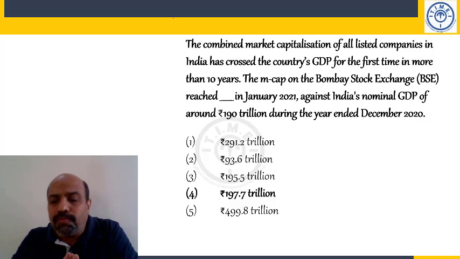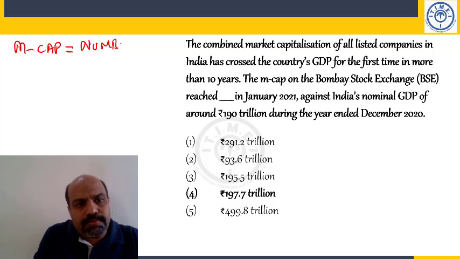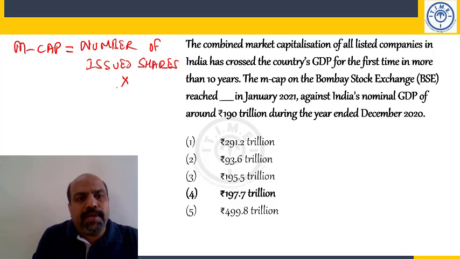Now, what is market capitalization? That is more important. Please write: market capitalization, also called MCAP, equals the number of issued shares, and some people call it outstanding shares, don't worry, multiplied by the market price of each share.